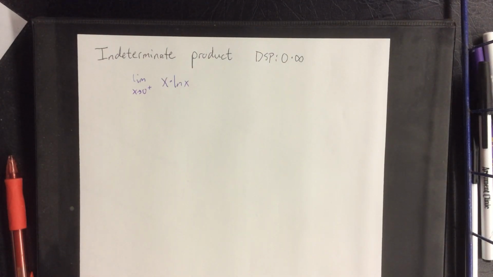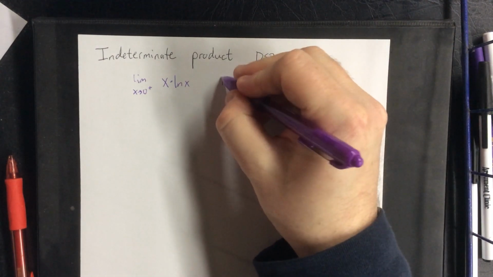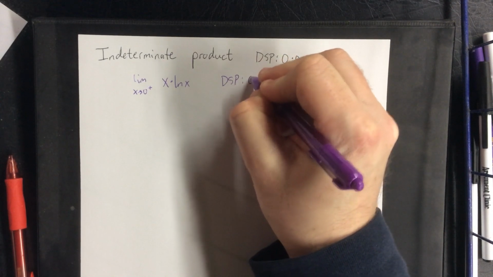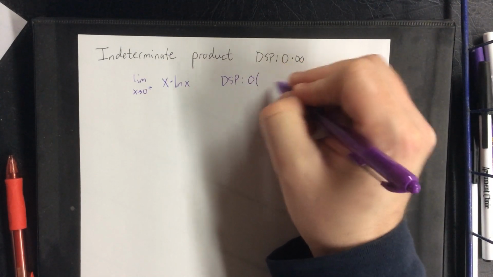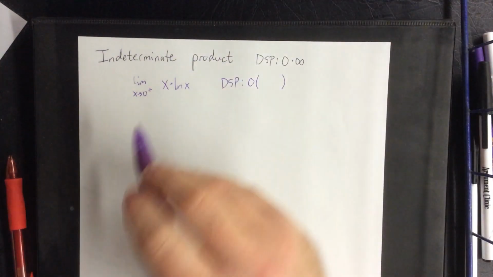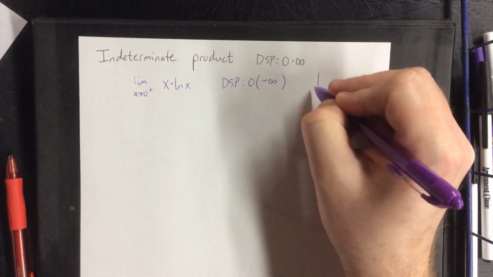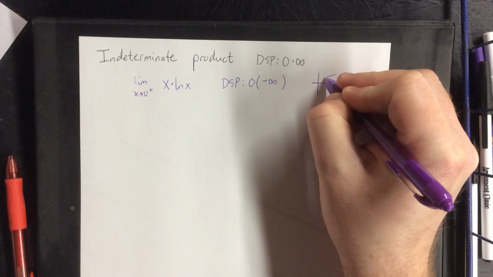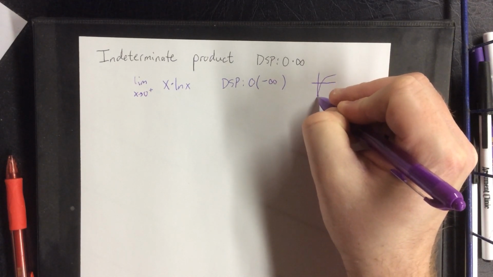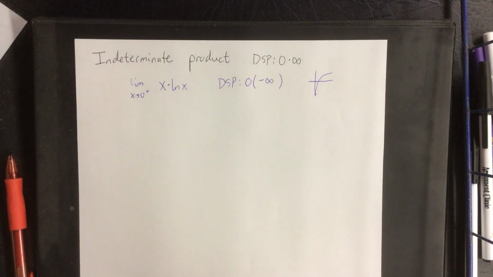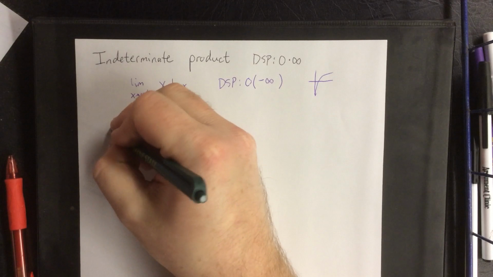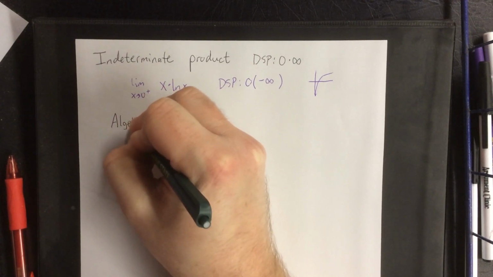If you attempt to use the direct substitution property with this, then as x goes to 0, x is going to go to 0, and as x goes to 0, the natural log of x would go toward negative infinity. Natural log of x has that nice little vertical asymptote right as you're getting close to x equals 0. As a result, this will be considered an indeterminate product. To evaluate an indeterminate product, it is necessary for us to do a little bit of algebra.